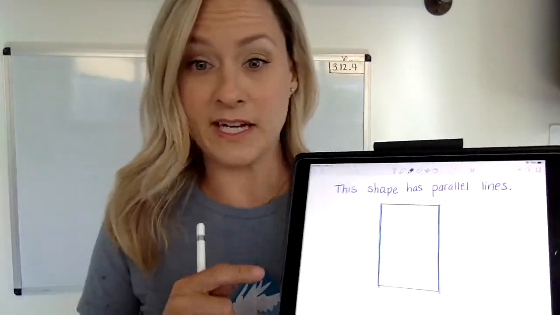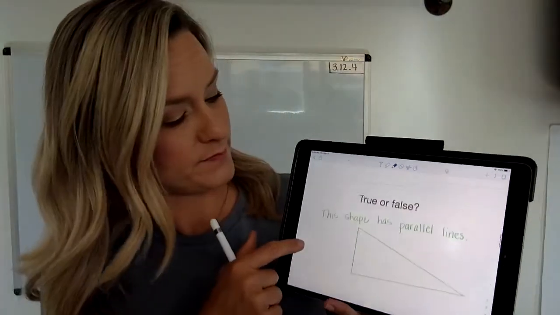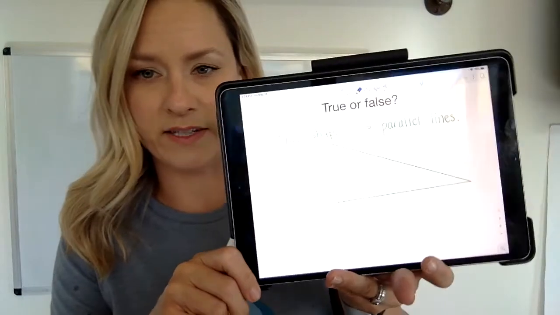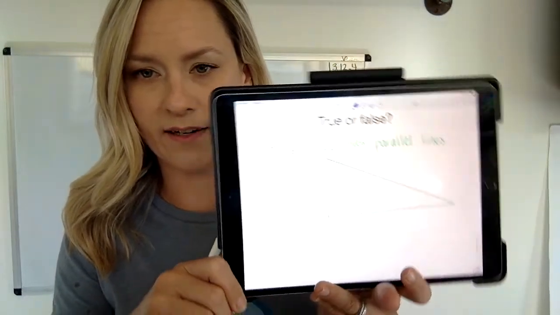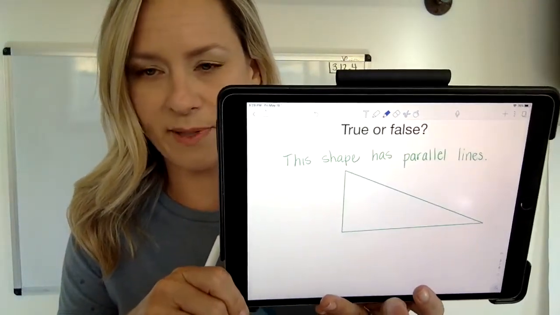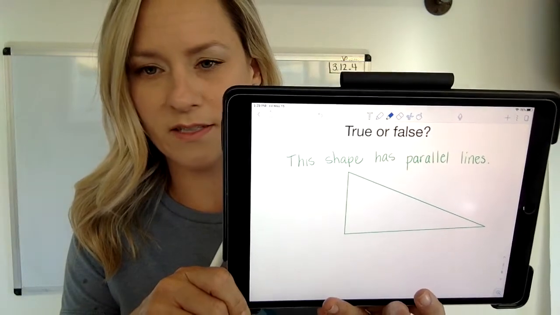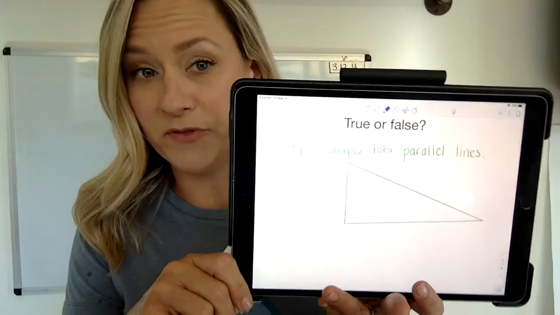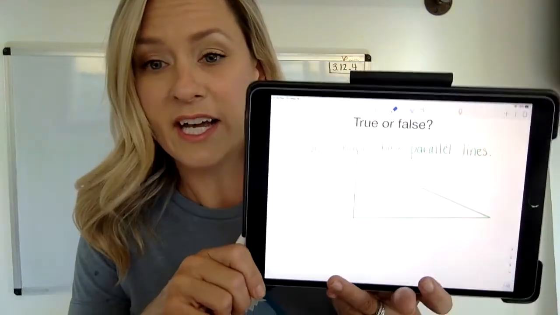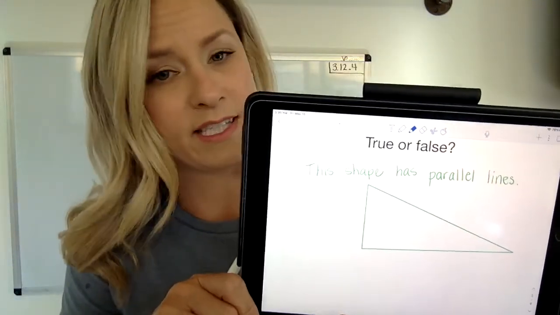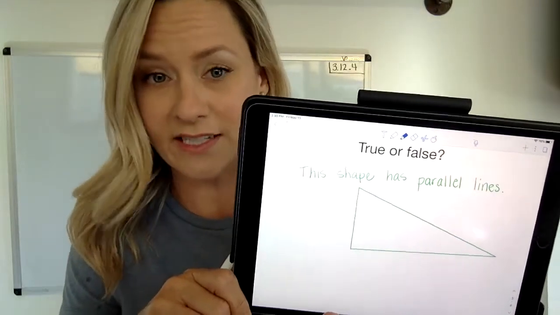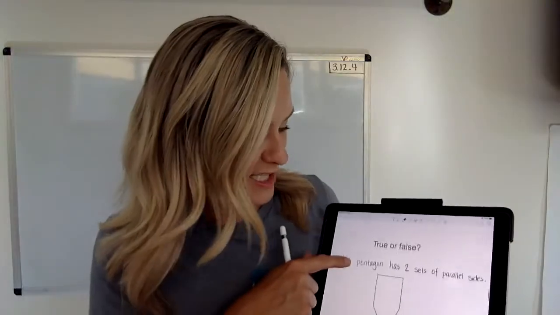All right, you ready for the next one? True or false? This shape has parallel lines. Ooh, I know you can't really see that. It's a glare. This shape has parallel lines. True or false? All right, if you said false, you guessed it. None of these lines are moving in the same direction. So none of them are parallel. So this is false. All right, next one.